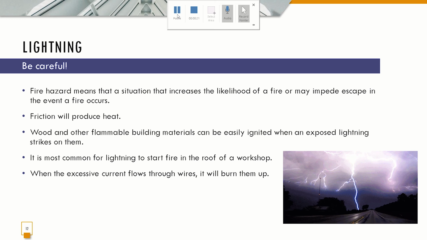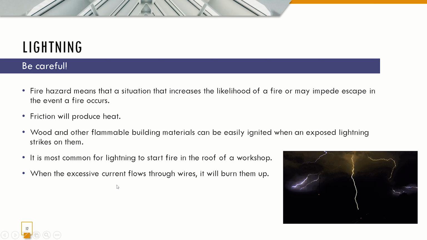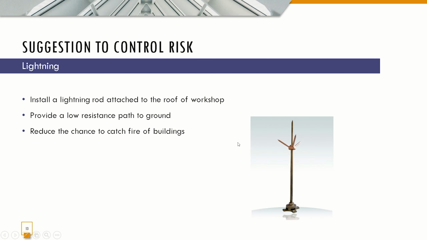Friction will produce heat. This is why lightning produces heat and will cause fire to the workshop. Wood and other flammable building materials can be easily ignited when exposed to a lightning strike. It is most common for lightning to start fire in a roof or a workshop. When the excessive currents flow from the lightning through the wires, it will burn them up and damage those electrical appliances.